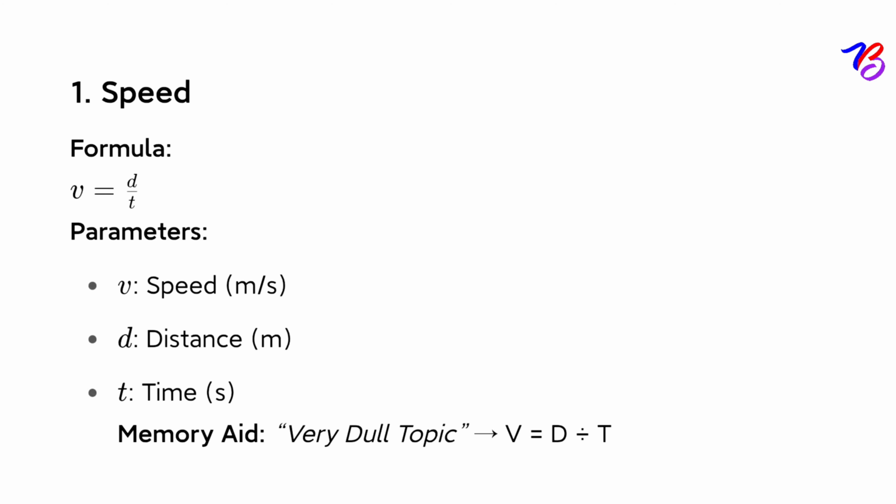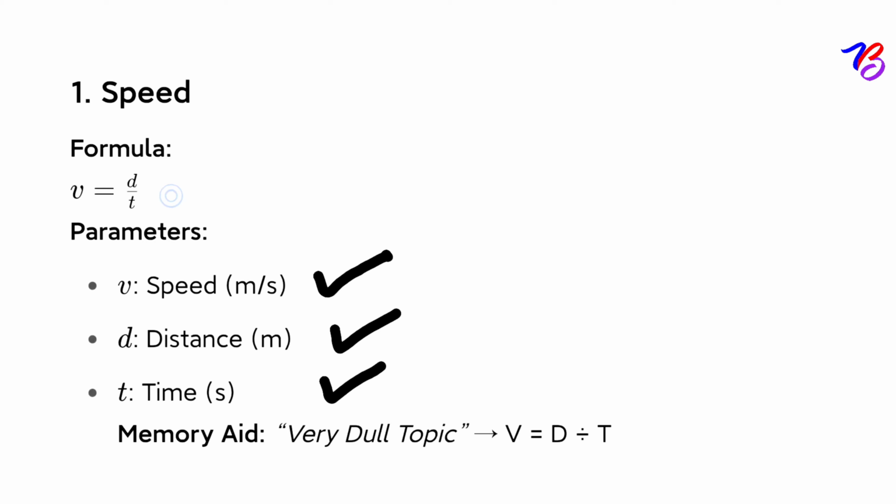That's how we roll here. The first is the speed, and our formula is V is equal to distance over time. Are we together? So if V is equal to distance over time, we know that our V is speed and it is in meters per second. Our distance is in meters and our time is in what? Second. 1, 2, 3 triune components. How do you memorize this? Very dull topic. V is equal to distance divided by time.